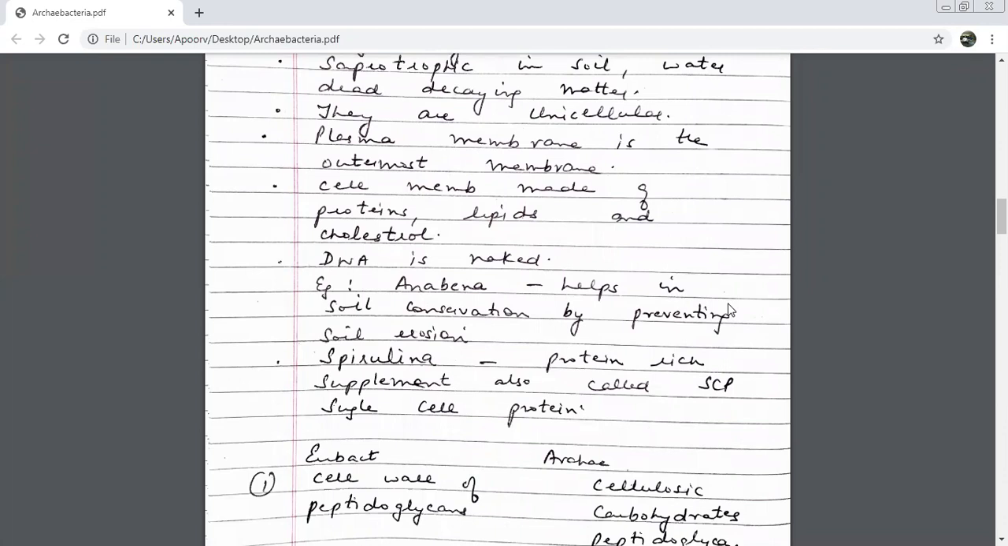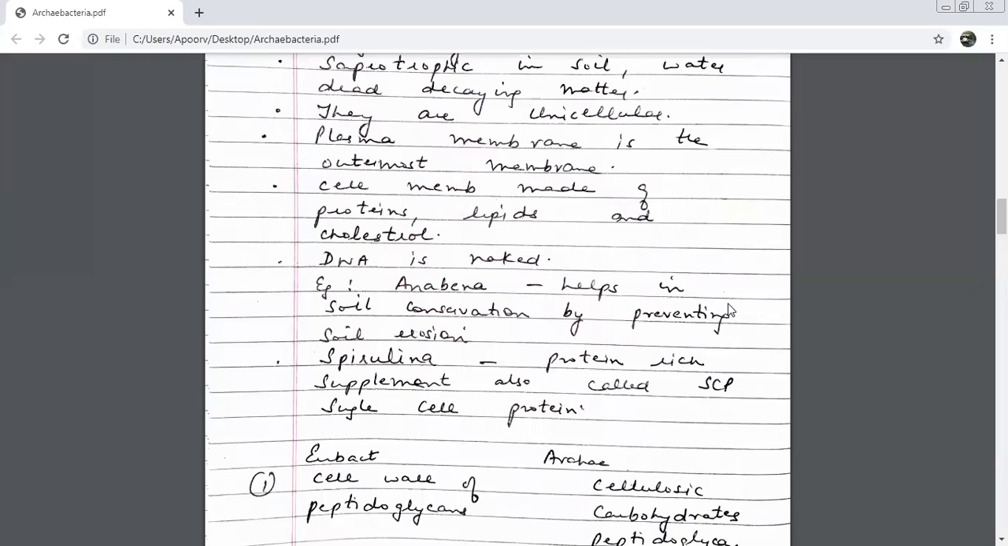First is Anabaena. Anabaena is very important because it prevents soil erosion. It binds itself very tightly to the soil and it prevents soil erosion. So it can be used for soil conservation. This kind of bacteria can be used for soil conservation because it prevents soil erosion.